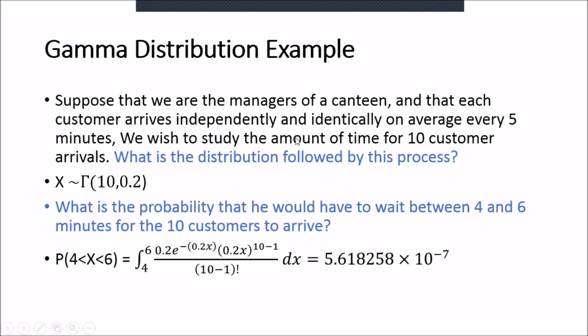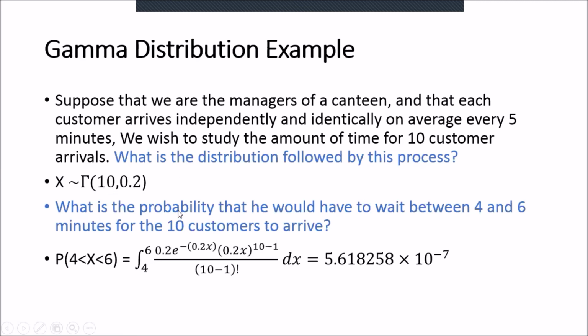So we wish to study the amount of time for 10 customer arrivals. What is the distribution followed by this process? Then, if we know that each of these 10 customers is individually and identically distributed with a rate parameter of 0.2, then the sum of these 10 customers' arrival times is distributed as gamma with a shape parameter of 10 and a rate parameter of 0.2.